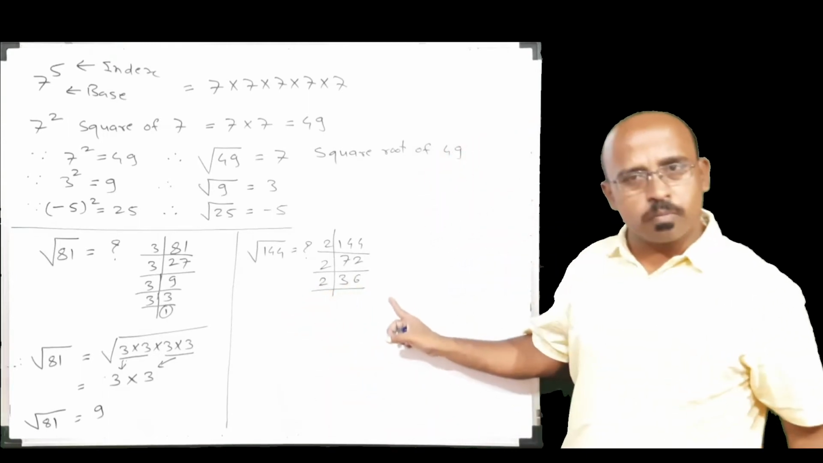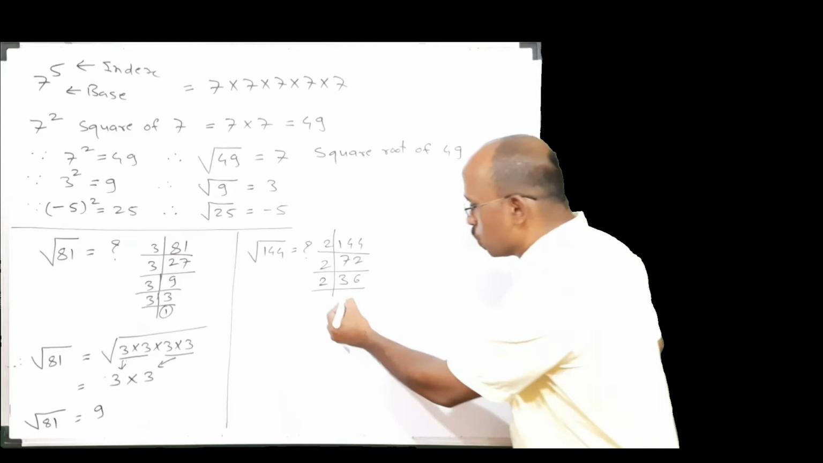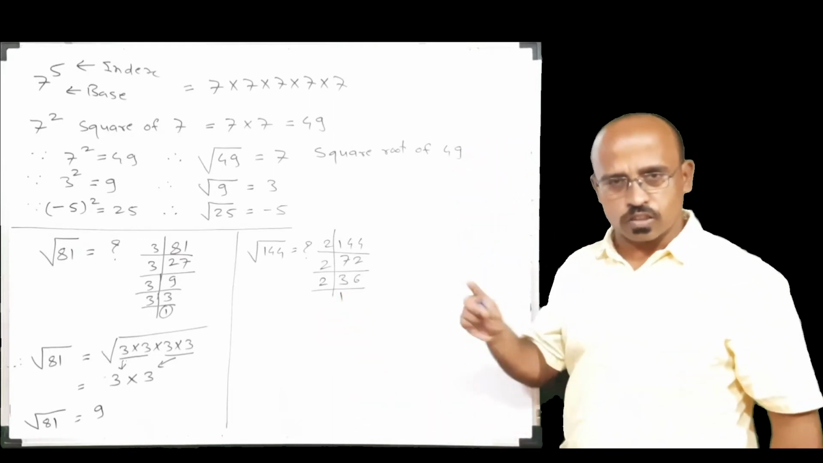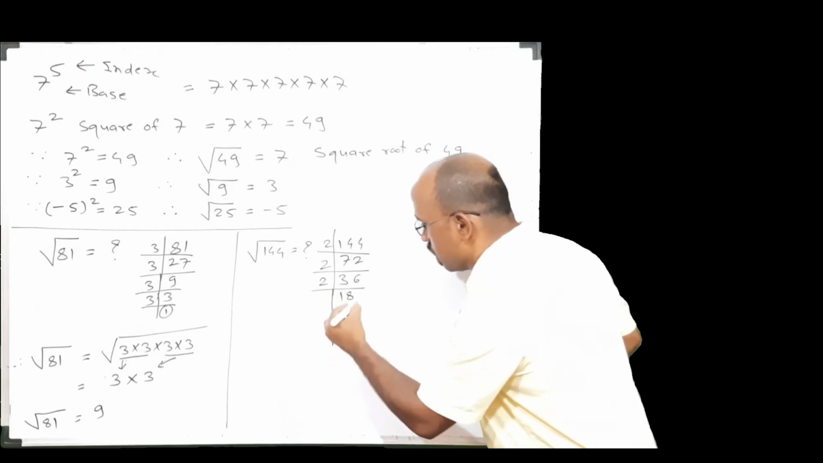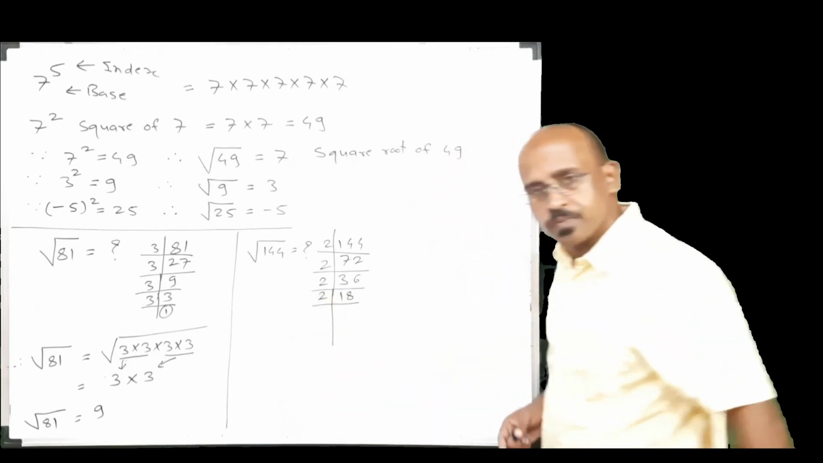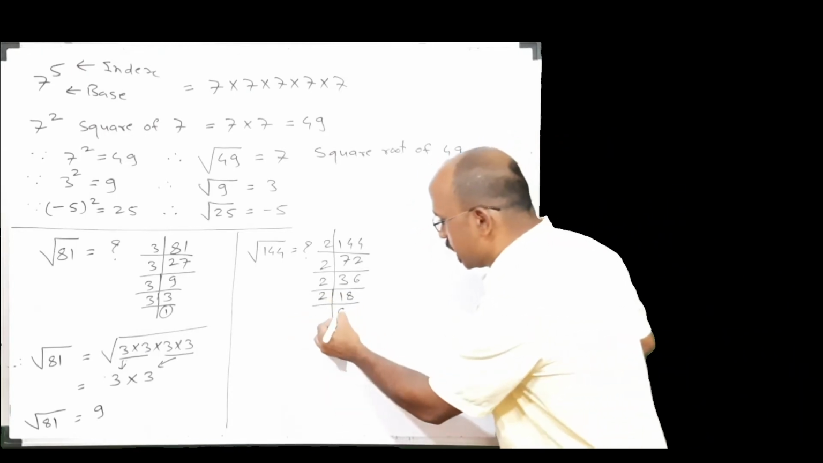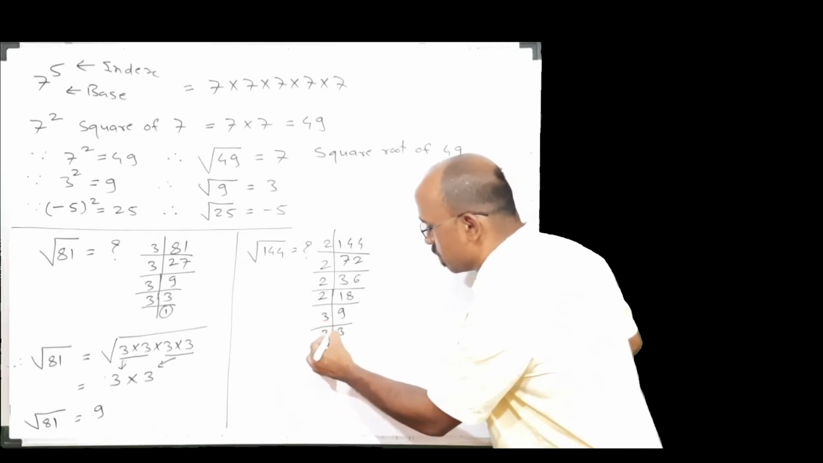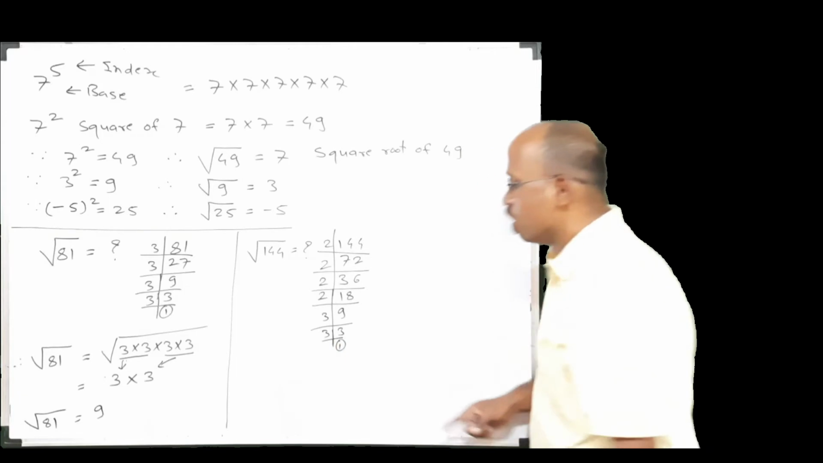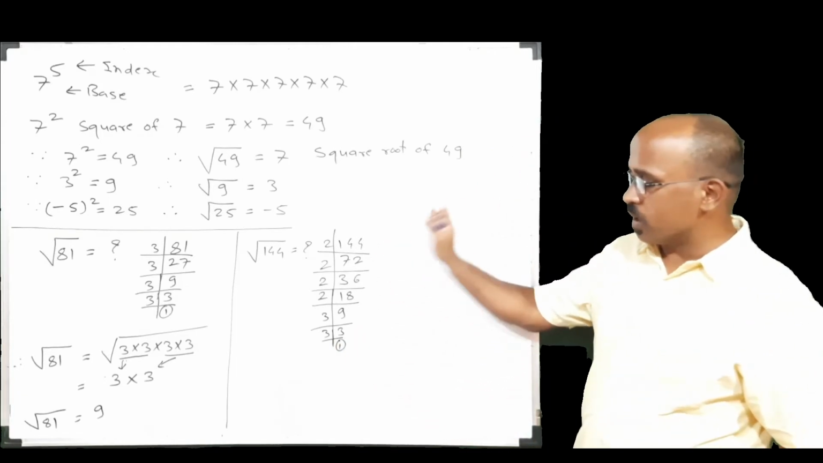So again divisible by 2. Let's divide it by 2. 2 1s are 2. 3 minus 2, 1. 6 on it, 16. 2 8s are 16. 18 divisible by 2. 2 9s are 18. 9 is divisible by 3. 3 3s are 9. 3 divisible by 3, 1. So these are the factors of 144.